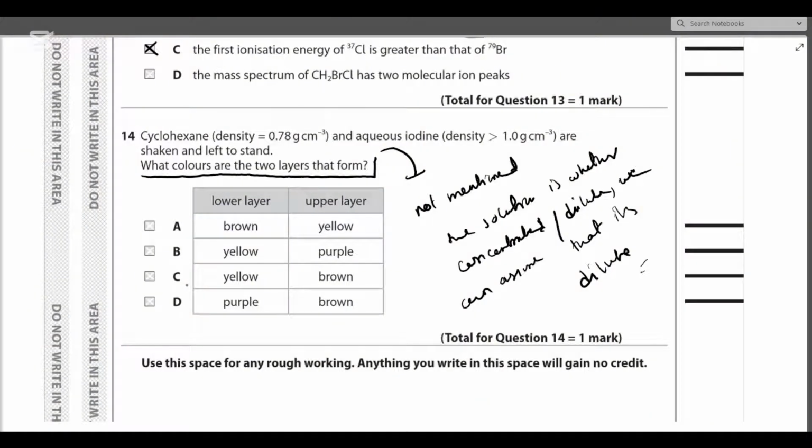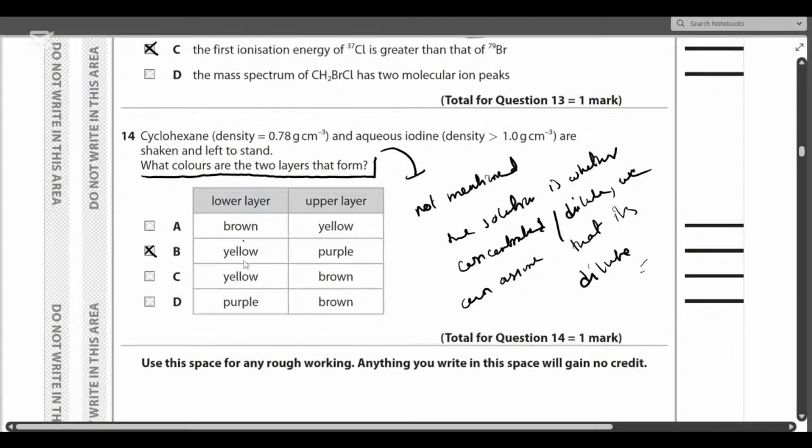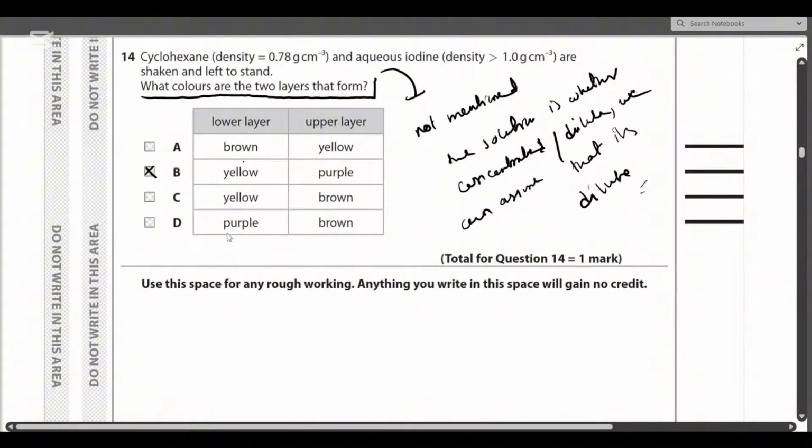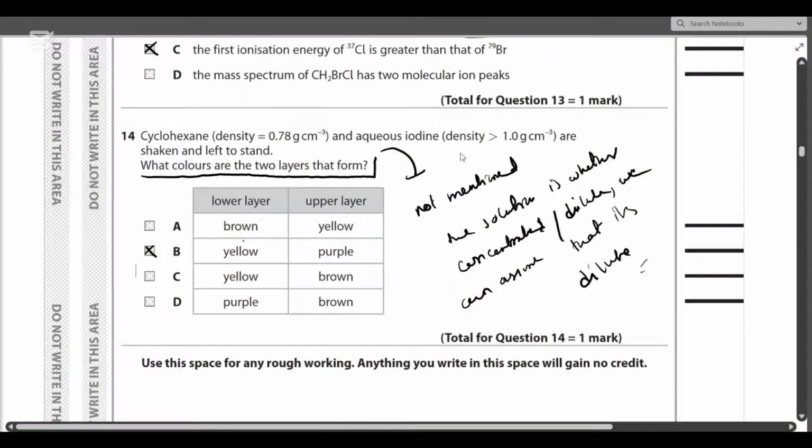Now we know what's going to happen. In the lower layer you're going to find a yellow color of the iodine, and at the upper layer we are going to get a purple color of the cyclohexane because obviously it's going to be at the top. And D is not correct obviously because iodine does not actually show purple color, it tends to stay within an aqueous solution basically.